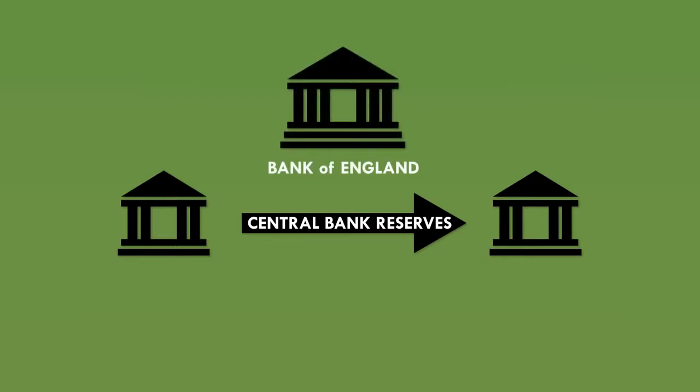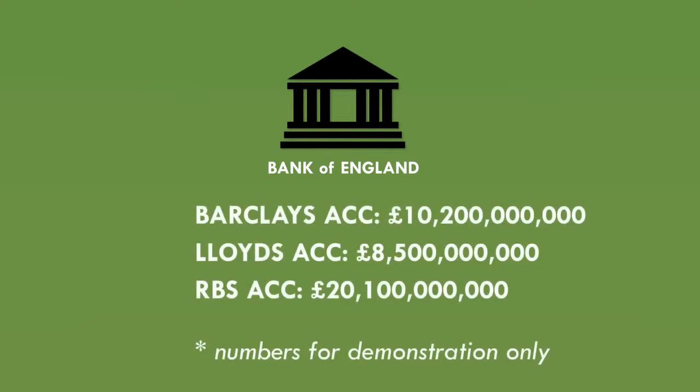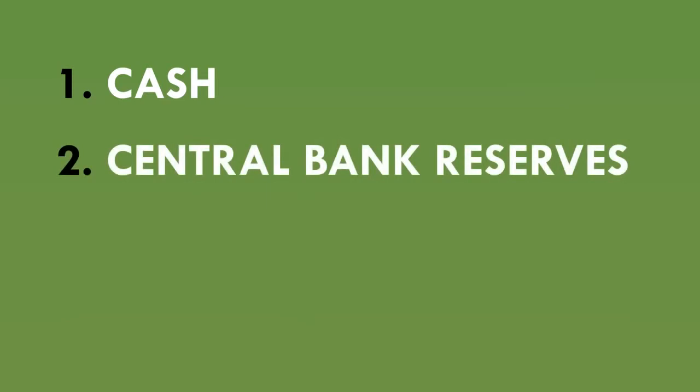We'll cover how later on, and they can only be stored in accounts that the big banks have with the Bank of England. To get one of these bank accounts at the Bank of England, you have to be a bank. So, as members of the public, we can't get our hands on any central bank reserves. We just have to use the physical cash. So the first 2 types of money are 1, cash, and 2, central bank reserves.